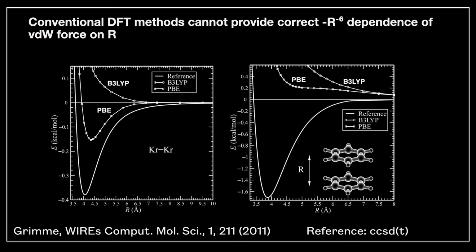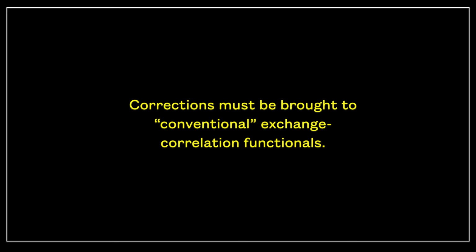So that's an issue. By the way, if you were to do this same calculation with LDA, you would find a local minimum, and as I explained 5 minutes ago, that would be for the wrong reason. So a correction must be brought to conventional exchange correlation functionals. The reason I'd like you to remember is that van der Waals interactions are purely non-local effects, and non-local effects are the hardest ones to describe.